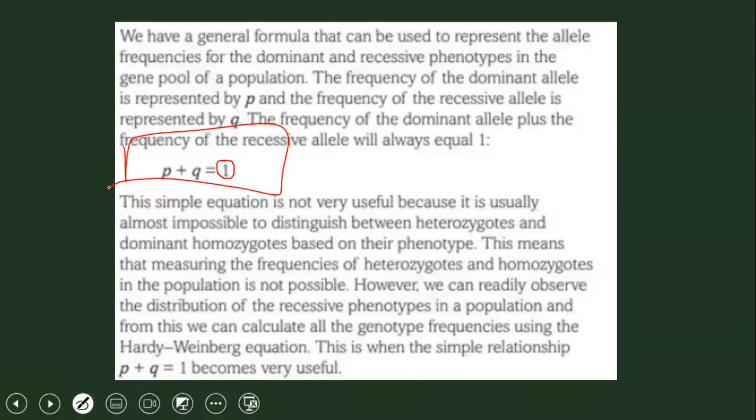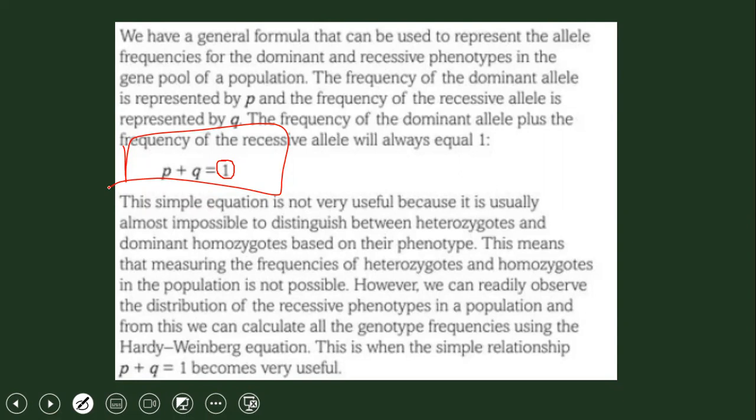But this is not a good method. Why? Because how are you going to distinguish between homozygotes and heterozygotes based on phenotype? This is based on phenotype. You are differentiating dominant and recessive based on phenotype.